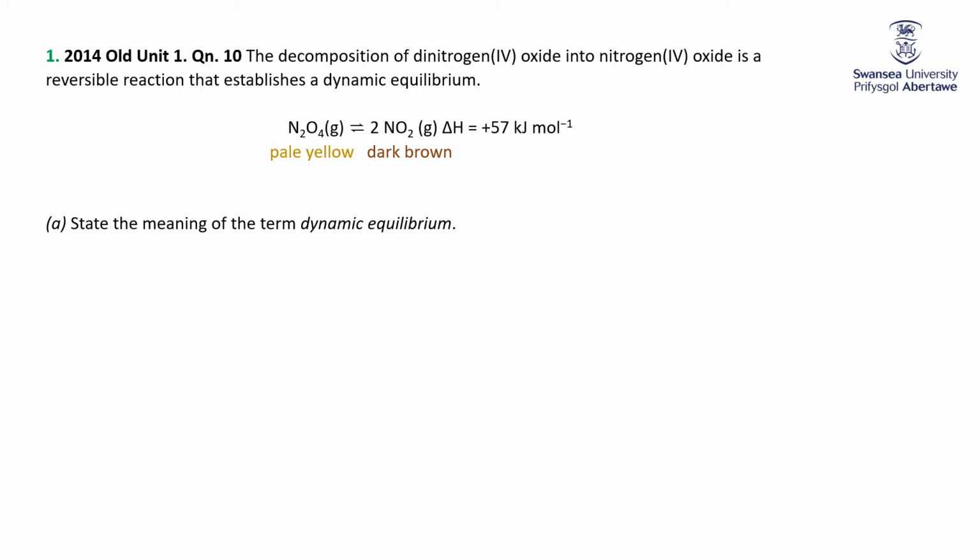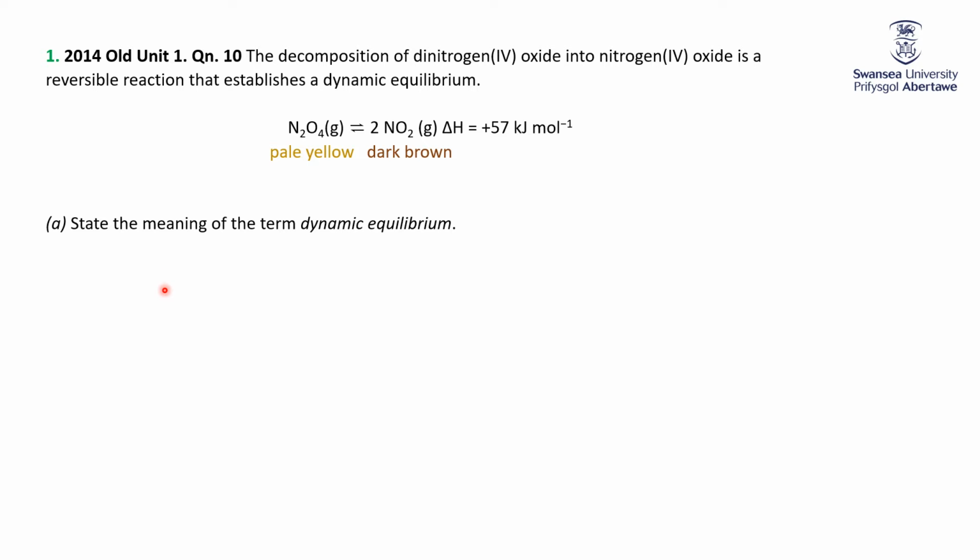So, equilibrium problems, starting off with an old fave, Le Chatelier's principle. Decomposition of dinitrogen tetroxide, that's N2O4, into nitrogen dioxide, NO2, is a reversible reaction that establishes dynamic equilibrium. So pale yellow in equilibrium with dark brown.